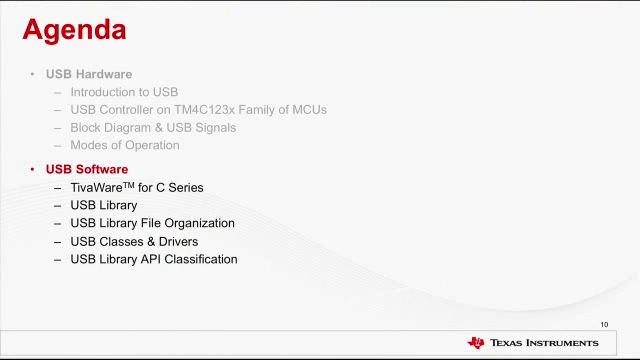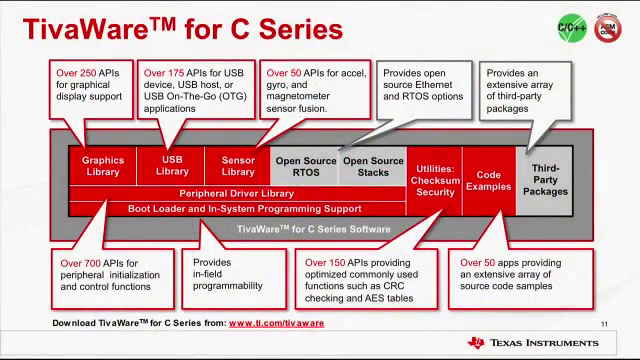Now let us take a look at the software that makes USB on TM4C123X microcontrollers so convenient and easy to use. It's TivaWare for C-Series. TivaWare for C-Series is an extensive suite of software designed to simplify and speed up embedded application development using Tiva C-Series microcontrollers. TivaWare for C-Series includes peripheral driver library, graphics library, USB library, and sensor library, which includes several APIs to configure and initialize different peripherals on the Tiva C-Series microcontrollers.